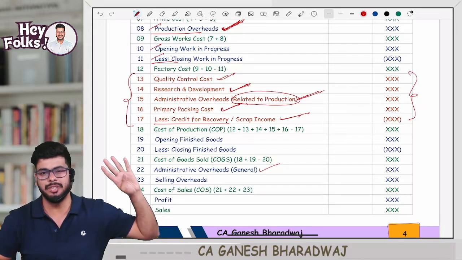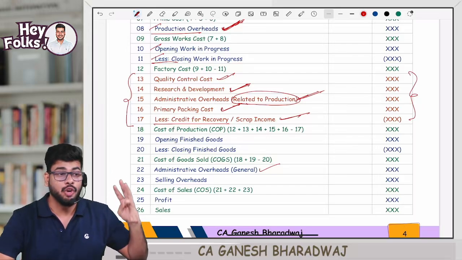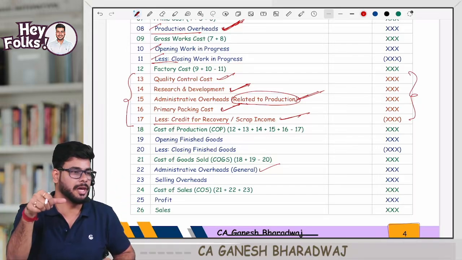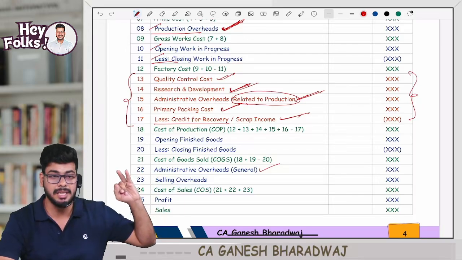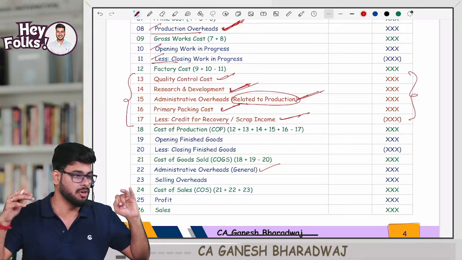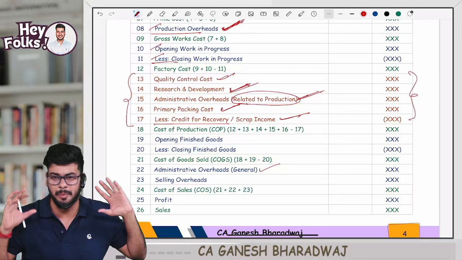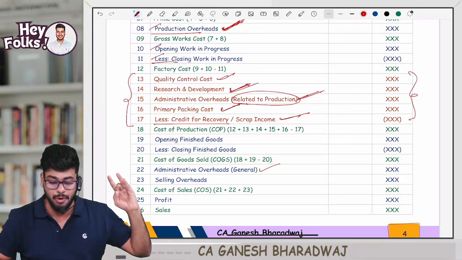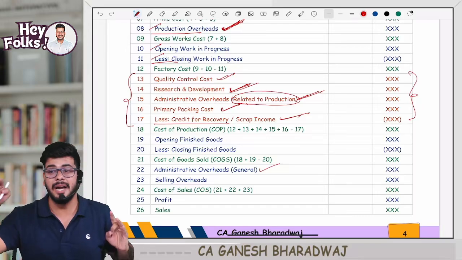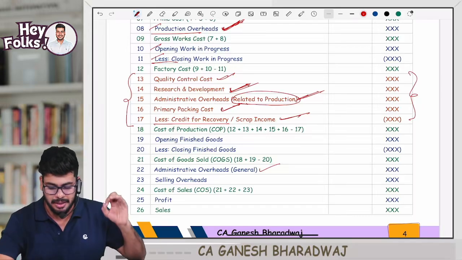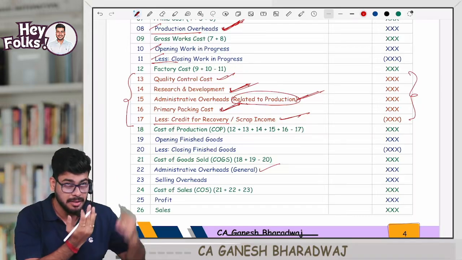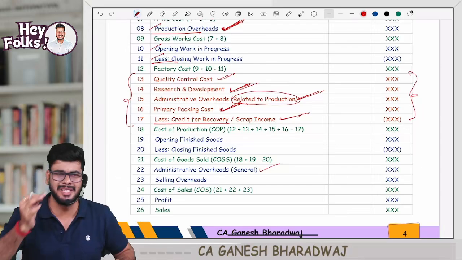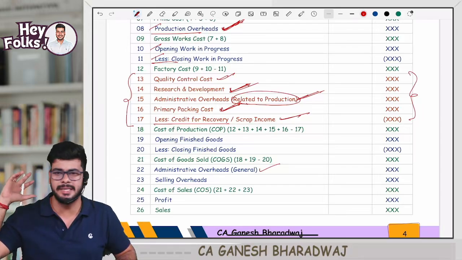Now tell me, guys, what are the 4 additions, 1 deletion? Come on, tell me. Quality control cost. That mug example I told you, tested okay. Clear? Next, research and development cost, that scientists and all I told you, obviously it's also a part of your production overheads only, but a separate line item. Then admin overheads related to production, plant head, AC room in a factory, then primary packing cost, coke, right? And finally, less credit for recoveries. That's nothing but your scrap income. Tata Steel example I gave you.